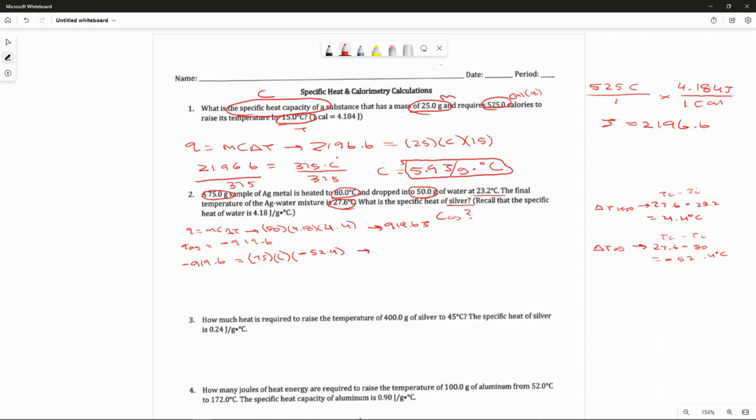And the same way you calculate C in question number 1, you're going to multiply everything together and cancel it. So you're going to have negative 919.6 divided by negative 52.4 times 75. And this will give you a positive number. And so the C value for silver metal is going to be about 0.22, and the units are the same, joules per gram times degrees Celsius. That is going to be your answer.